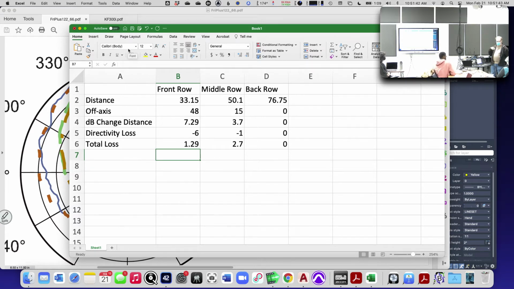In fact, I worked with D&B to design that center cluster in Stevens Center. It's fine, actually. It's a little high for my taste, but it's fine, right? So I think it's that calculus.